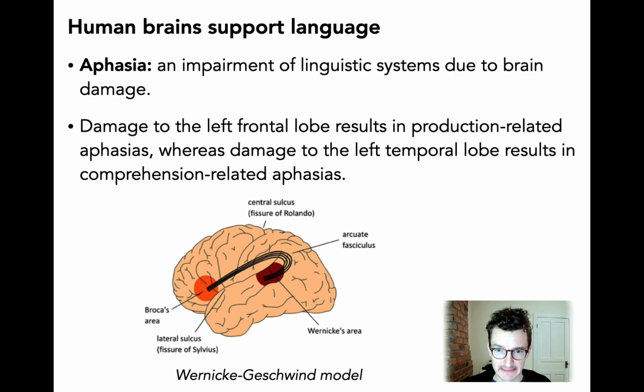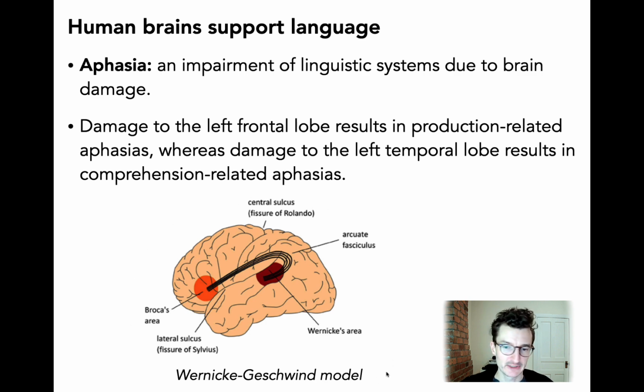So we see either production aphasia, right, the inability to produce language, or perception aphasia, or reception aphasia, the inability to perceive language, and sometimes it's even worse than that, so some patients lose both. Now the image on the screen shows an older model of the neurobiology of language in the brain.